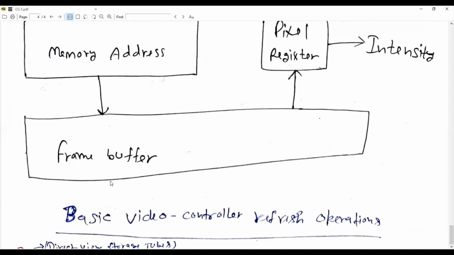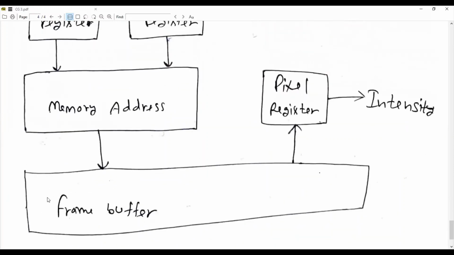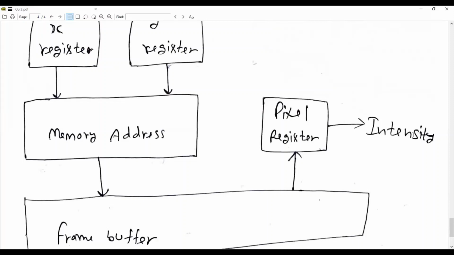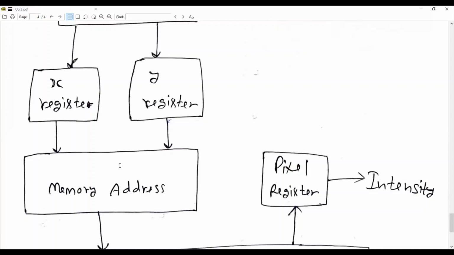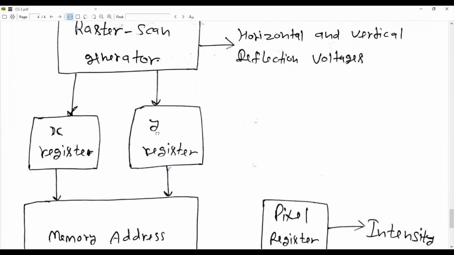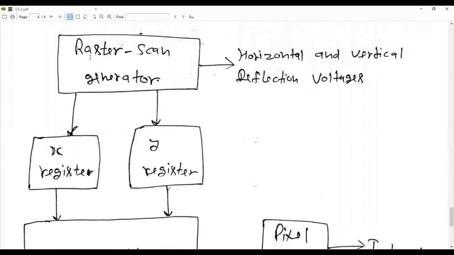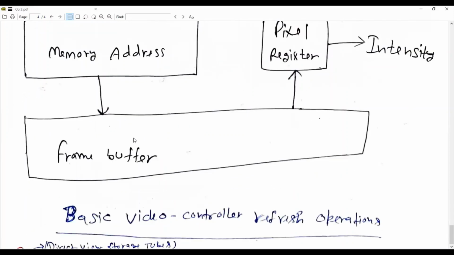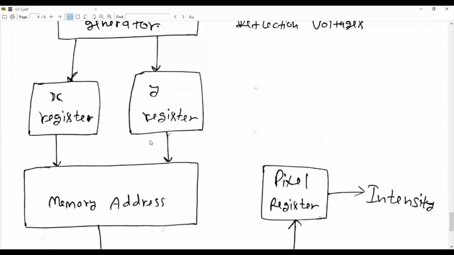Now check this. This is that process. We have the frame buffer, the pixel register for intensity, and the memory address, for which we have two registers, the x register and the y register. Then the raster scan generator, as we have learned, produces horizontal and vertical voltages. This is the basic video controller refresh operation, as we are seeing.